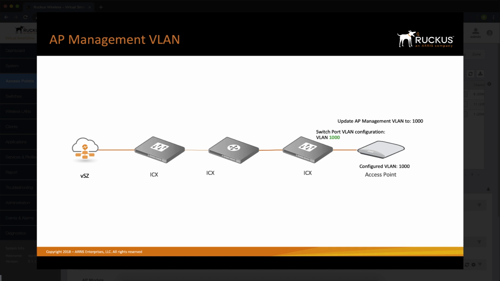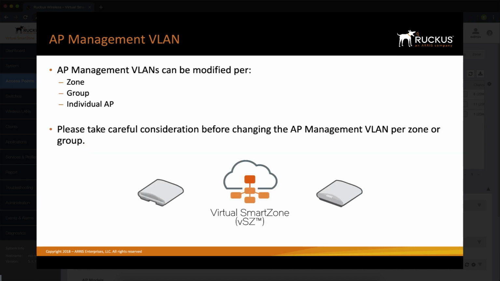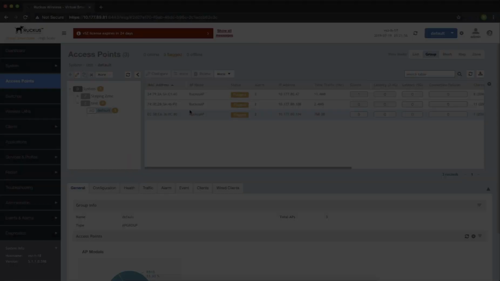When you modify the management VLAN of an access point within SmartZone, you can do it one of three ways. You can do it in the entire zone, so you'll update every single access point's management VLAN that's in that zone, or you can do it per group, which is the same behavior, or you can do it per access point. We're going to show you how to do it per access point, but keep in mind, if you click the edit button on the zone, the group, or the access point, that's where you're going to locate the management VLAN feature. So let's update our VLAN.